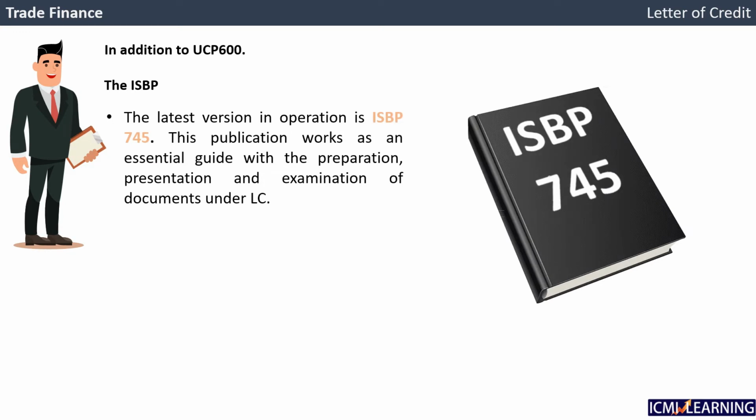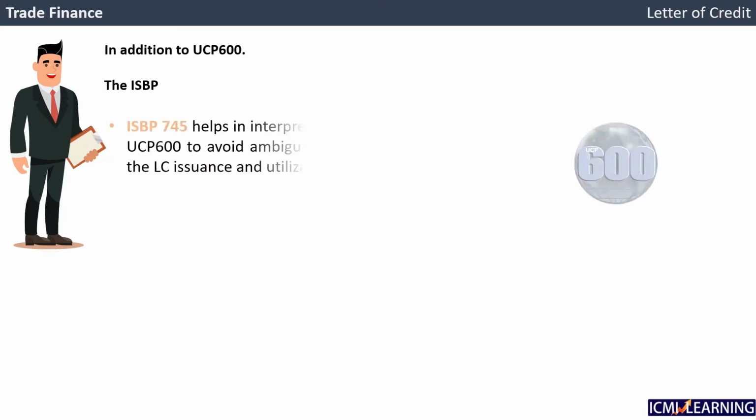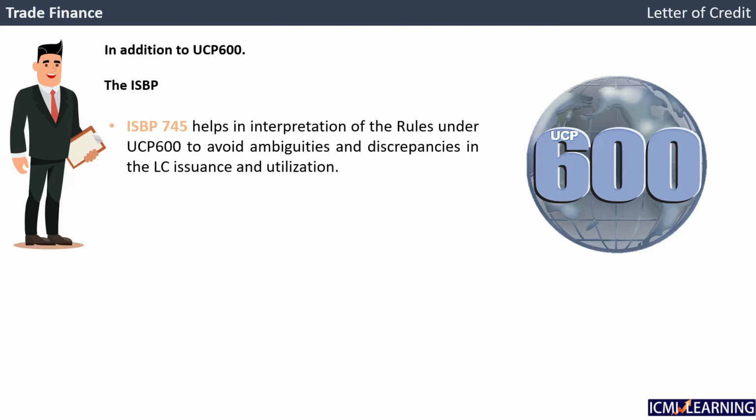The latest version in operation is ISBP 745. The publication works as an essential guide with the preparation, presentation, and examination of documents under LC. ISBP 745 helps in interpretation of the rules under UCP 600 to avoid ambiguities and discrepancies in the LC issuance and utilization.